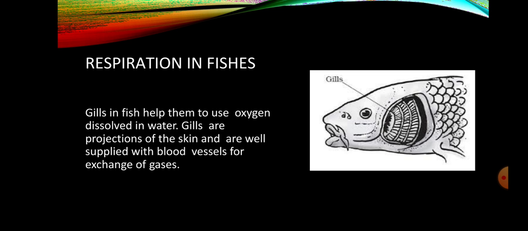And now we'll see the respiration in fishes. Gills in fish help them to use oxygen dissolved in water. Gills are projections of skin and are well supplied with blood vessels for exchange of gases. So the fishes have gills through which they can breathe.